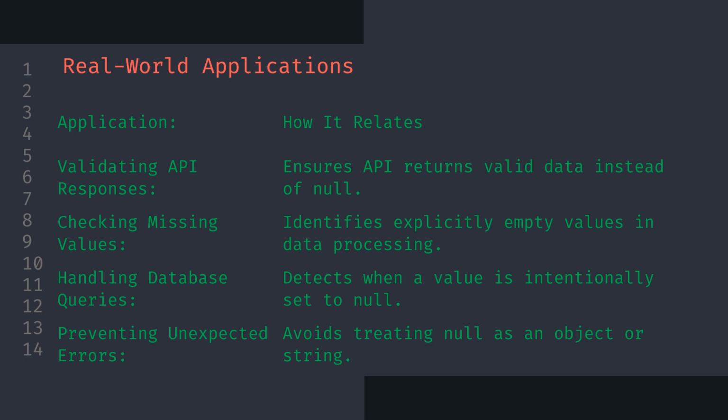This function is widely used in data validation, API response handling, and debugging missing values. It ensures that null is correctly detected and handled, preventing errors in applications.